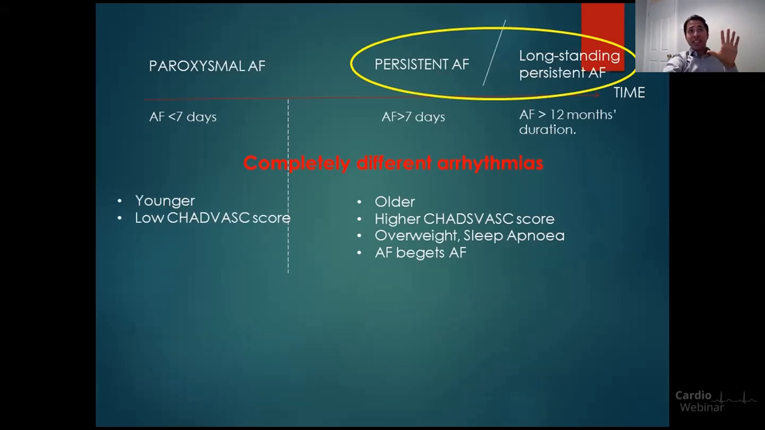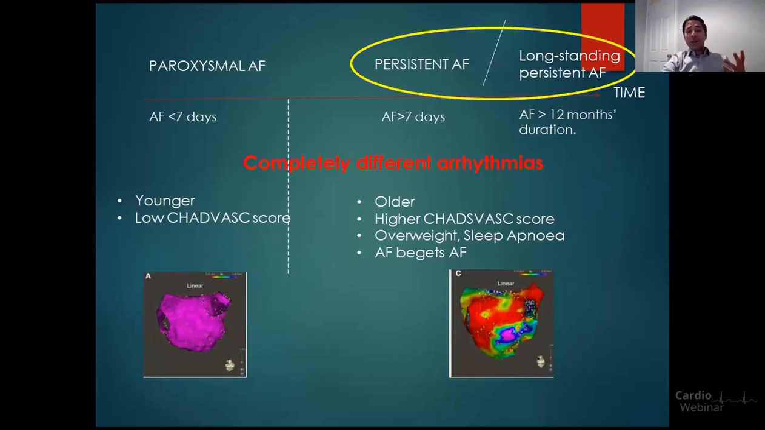And this big thing, you hear it all the time in AF conferences. AF begets AF. What does that mean? We know that when you actually put an atrium into atrial fibrillation, the mere presence of being in fibrillation can cause the atrium to dilate, stretch, and form more fibrosis, resulting in even more AF. So the longer you leave someone in atrial fibrillation, the more likely it is that it might be harder to get them out of fibrillation moving on.